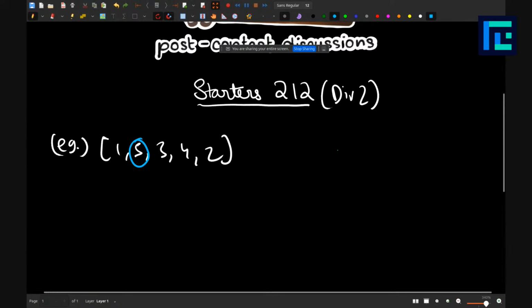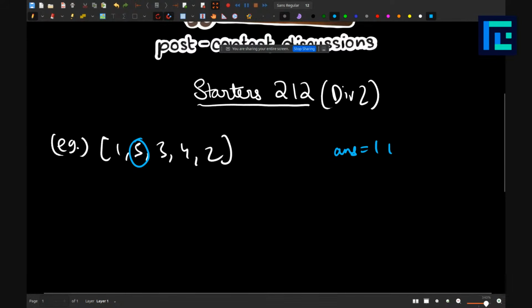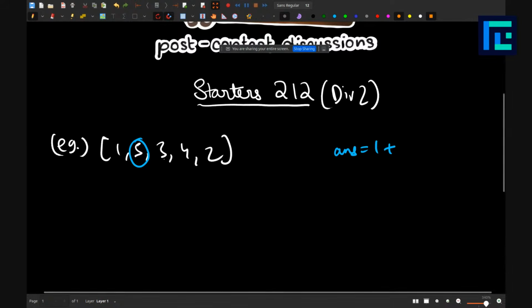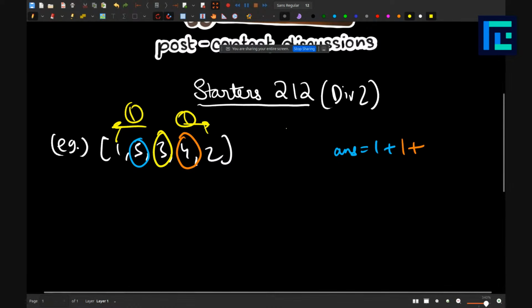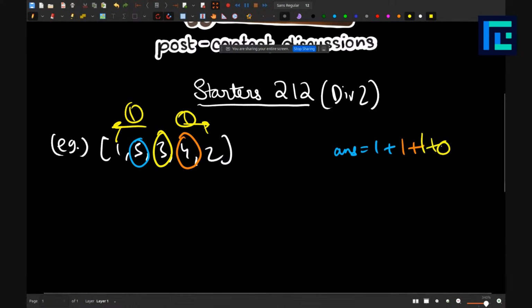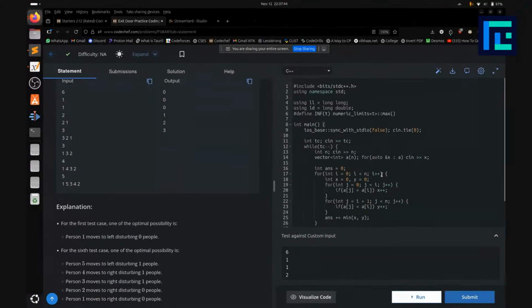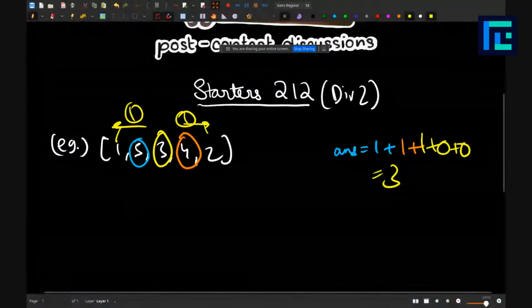So we can add that to our answer. Our answer will be equal to 1 plus. Now, who is the second person to get out? 4 is the second person to get out. Now, if he goes this way, he'll disturb two people. And if he goes this way, he'll disturb one person. So again, he'll choose the one with the smaller answer. So plus 1. Now 3 needs to get out. He can get out either way because he will disturb one person on the left, one person on the right. So 1, and then the remaining 2 will do 0. So the final answer is 3. Yeah, so the answer for this test case is 3.